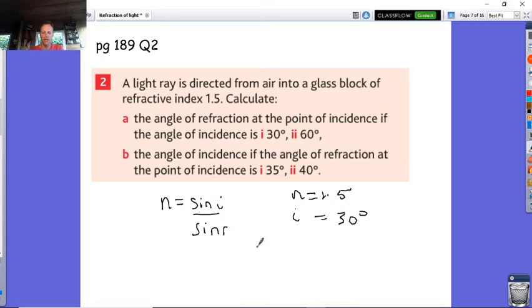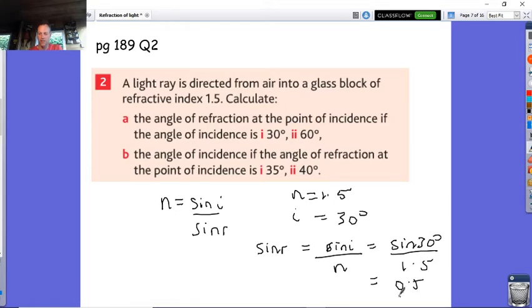Now what you want to find is the angle of refraction, so you can rearrange your equation. Sine R is equal to sine I divided by n, which is sine 30 degrees divided by 1.5. And we all know if we put it in the calculator, sine 30 is 0.5, and you then divide it by 1.5. When you do that, you will get the sine R.